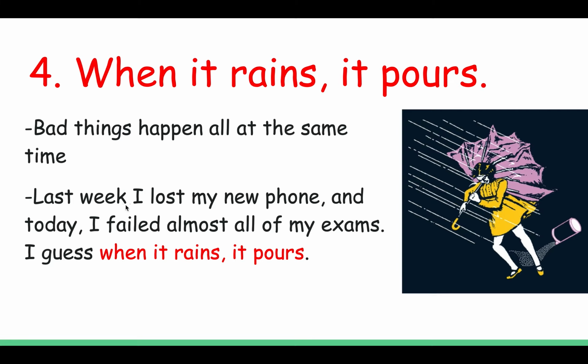Example: last week I lost my new phone. So that's a very unfortunate situation. And today I failed almost all of my exams. So maybe you have an exam in math, in English, in history, in geography, and almost all results are failed results. So I guess when it rains, it pours. When a bad situation happens, another bad situation happens also. So when it rains, it pours.